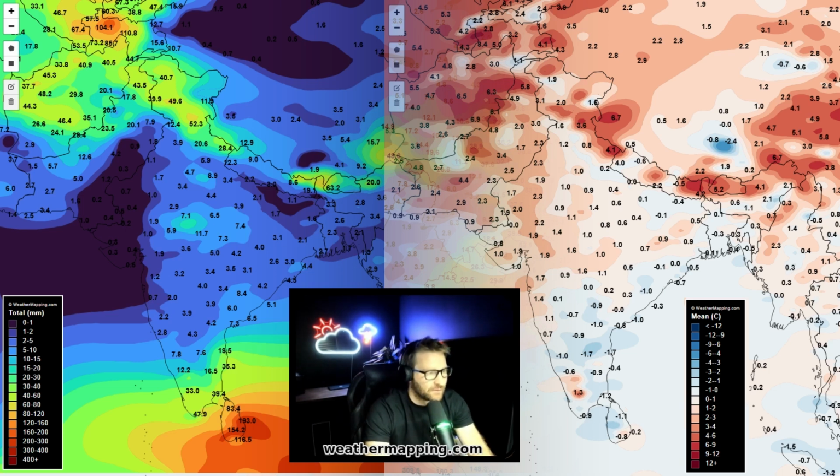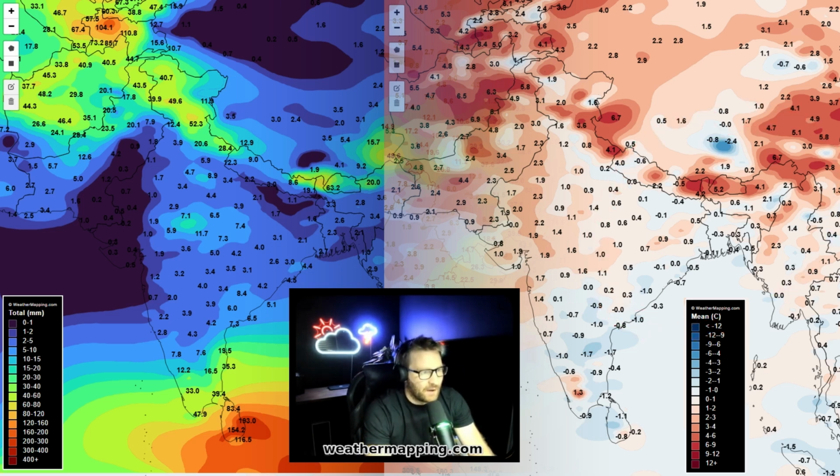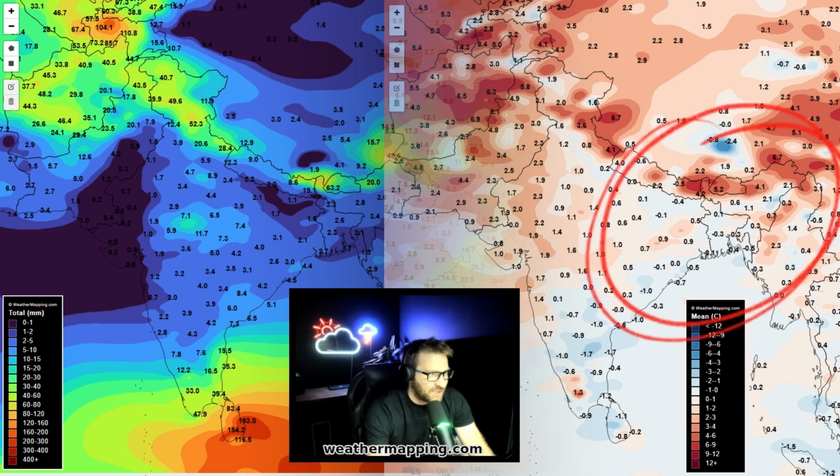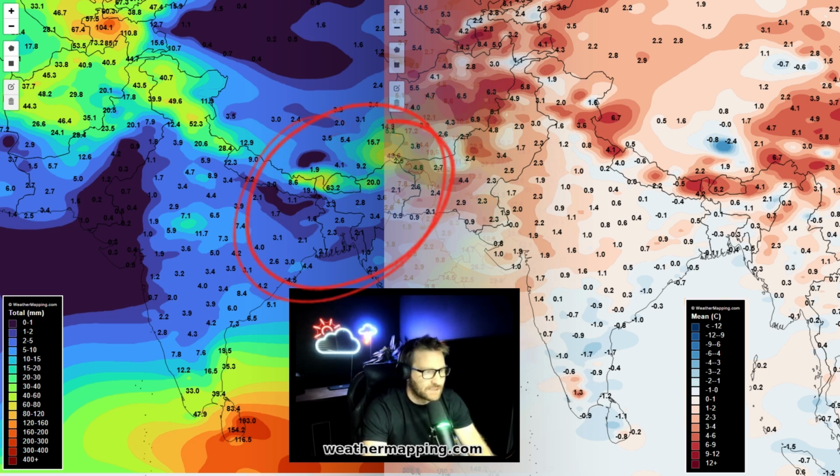In the east and the northeast, Odisha, West Bengal, Assam, Arunachal Pradesh, the temperature pattern is more variable, with some warmer pockets in the northeast. Precipitation totals are generally not especially high across this region, with many areas remaining in those low total categories.